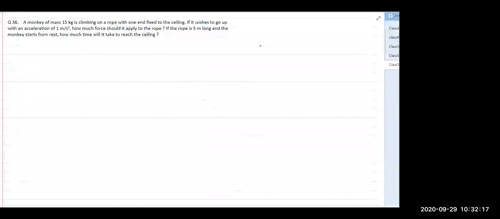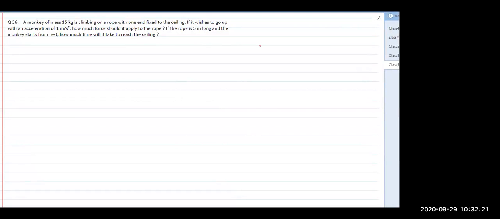A monkey of mass 15 kg is climbing on a rope with one end fixed to the ceiling. Okay, so if we make the diagram, it will be something like this. We have a ceiling and a rope is hanging and a monkey is trying to climb on it.